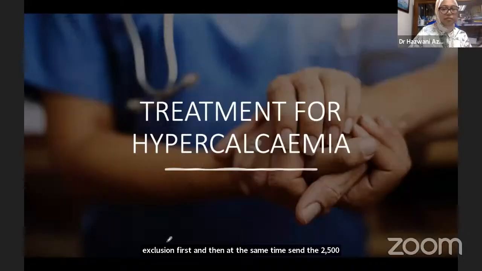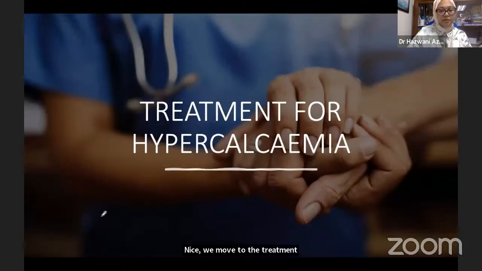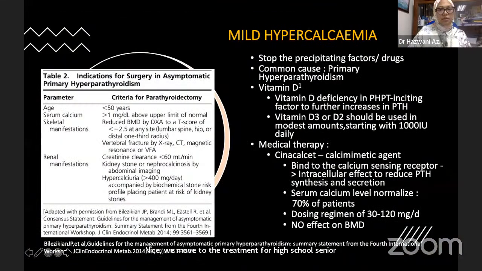Next, we move to the treatment for hypercalcemia. In mild hypercalcemia, by mild I mean a corrected serum calcium of less than 2.5, first we must identify and stop any precipitating factors: hyperthyroidism, Addisonian crisis, or any related drugs, for example thiazide. And then the most common cause for mild hypercalcemia in our practice is usually primary hyperparathyroidism.